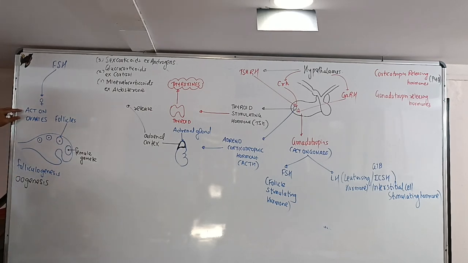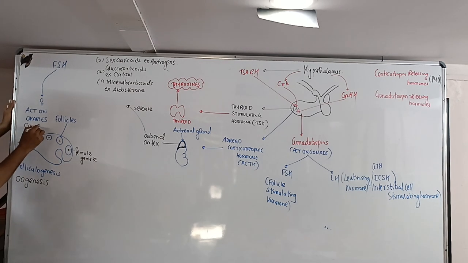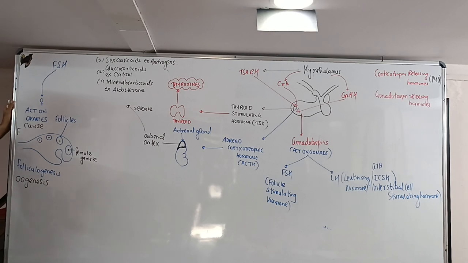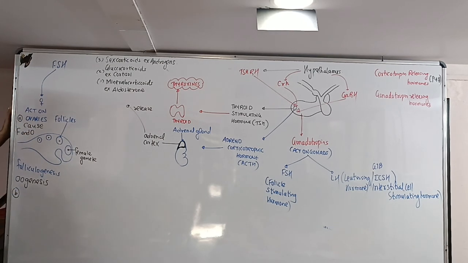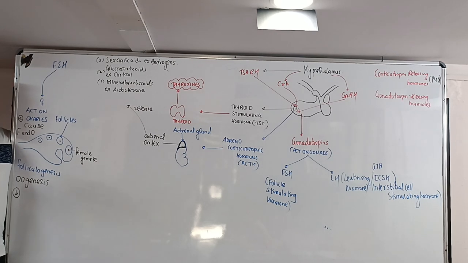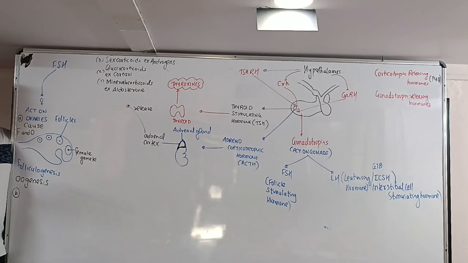So, FSH will act on the ovaries, and it causes F and O. F is what? Folliculogenesis. And O is what? Oogenesis. Did you get my point, everybody? Just imagine a female who is showing hyposecretion of FSH. What do you mean by hyposecretion of FSH? Less amount of FSH. What is the clinical significance? Can I say she will be infertile? So the chances of having a baby will decrease.